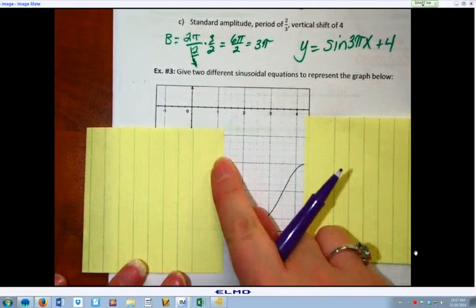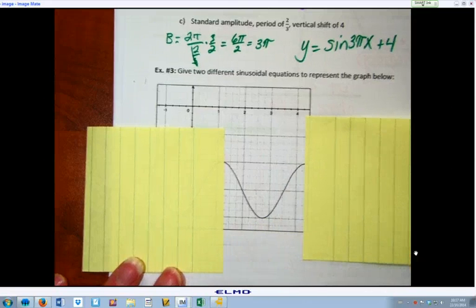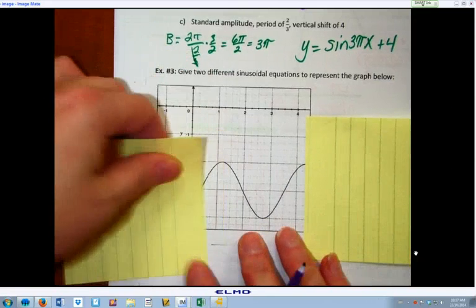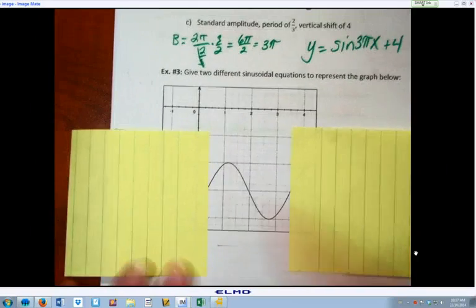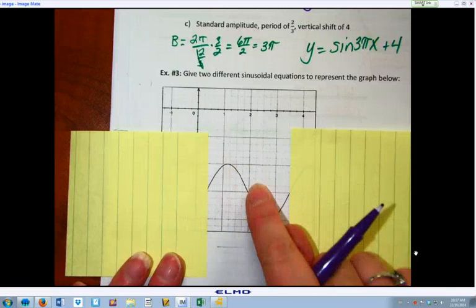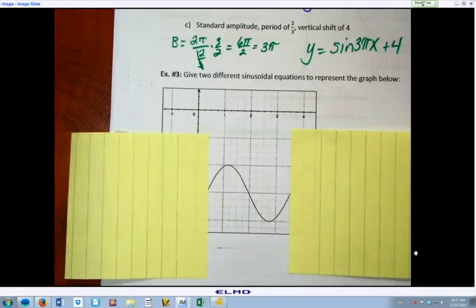Which graph starts at the top, goes to a min, and goes back up to a max? That's a cos graph. Well, what if I was like, no, I want to show you this part of the graph. So I want to show you a graph that starts in the middle, goes up, goes down, and comes back to the middle. That's a sine graph. Have I changed the graph? Did I redraw it? Did I move it? No, I just showed you a different part of it.